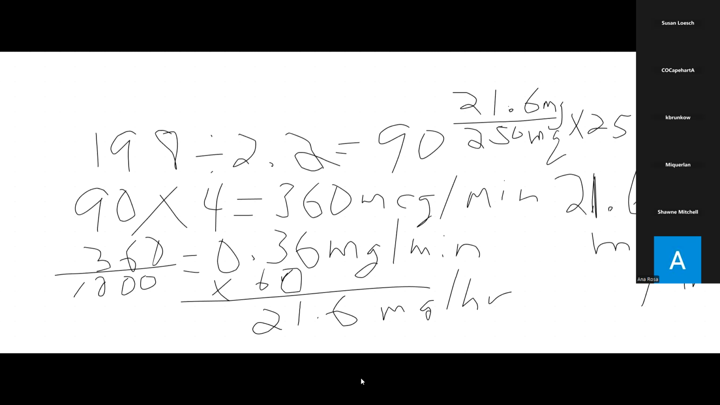Now I have to multiply by 60 to calculate milligrams per hour, because remember, you're going to end up with mLs per hour. So my 0.36 times 60 gave me 21.6 milligrams per hour. And then I put that over what I have on hand, 250 milligrams per 250 mLs. Remember, I said it was going to cross out, and that's basically what it's doing there. If I divide and multiply by the same number, it crosses out. So I was left with 21.6 mLs per hour.